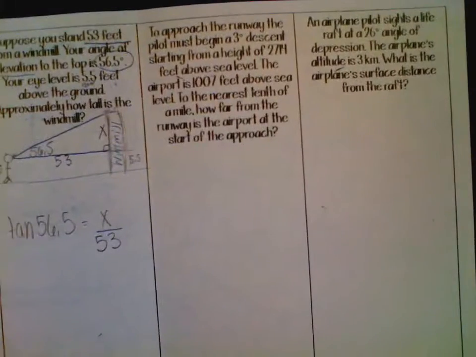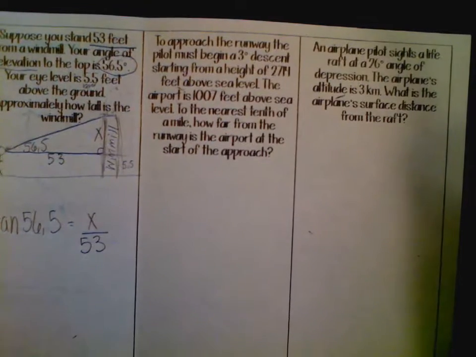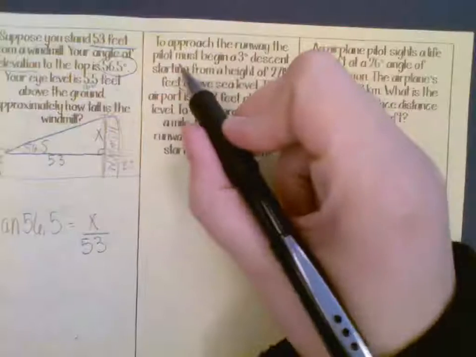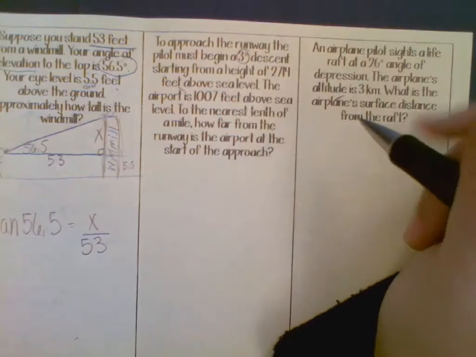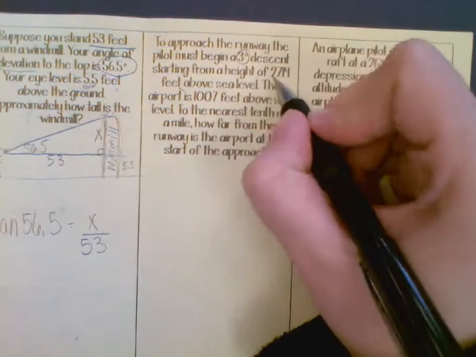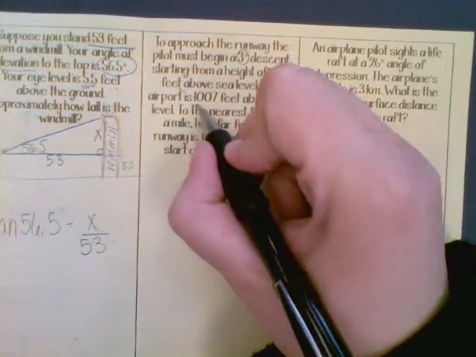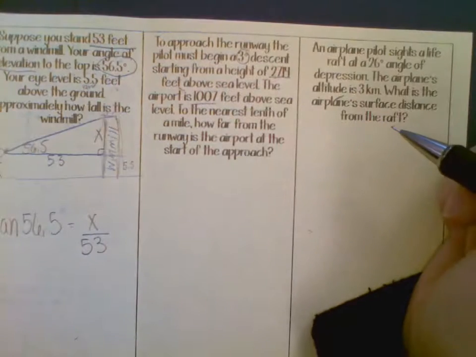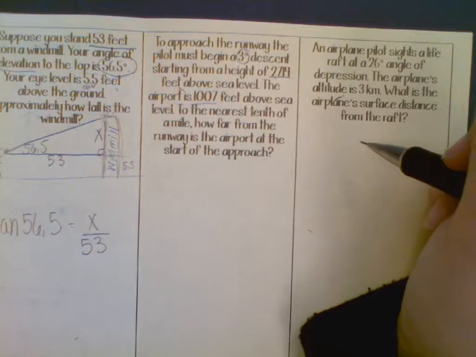Okay, so let's take a look at the next one. This one's a little bit different. So it says to approach the runway, they must begin descent at a 3 degrees angle of descent. Okay, so we're starting at a height of 2,714 above sea level, but the airport is at 1,070 feet above sea level. So what does that tell us?